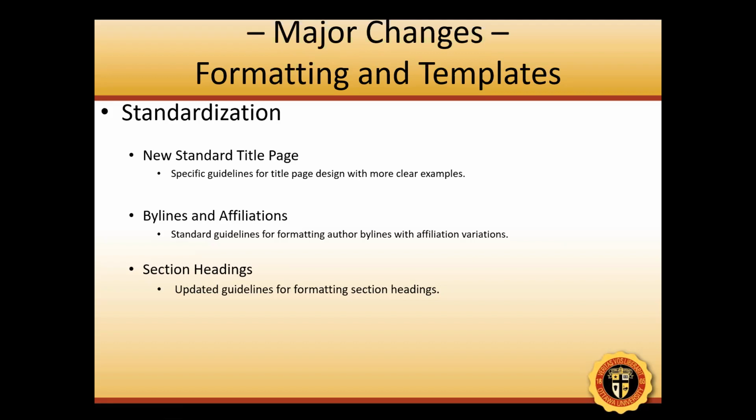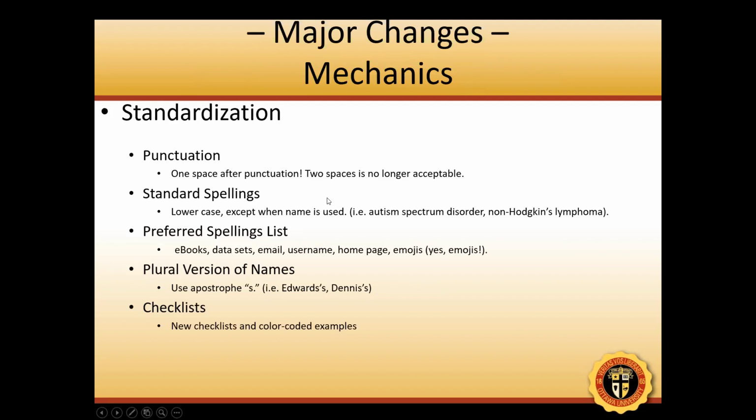There'll be some information in the annotated PDF if you want more on that. But we're still going to have level 1, level 2, level 3. Those are all the same. They've just added some differences further down the line. Standardization, they've made some changes to punctuation, standard spelling, plural version of names. Again, these are in the new checklist of the manual, and they're color-coded.